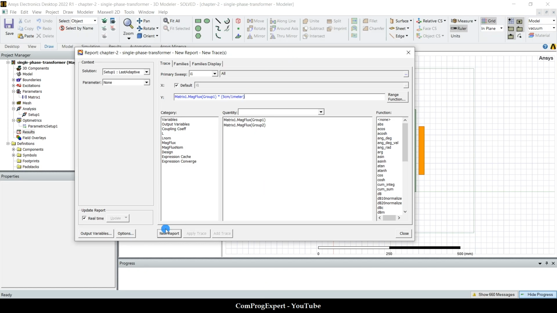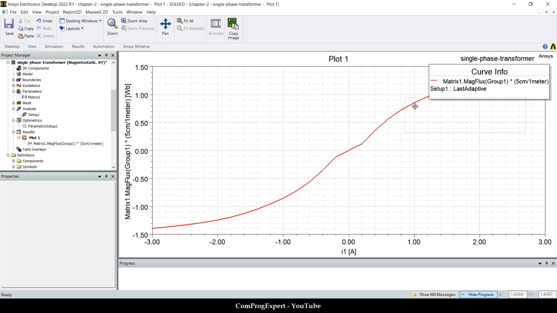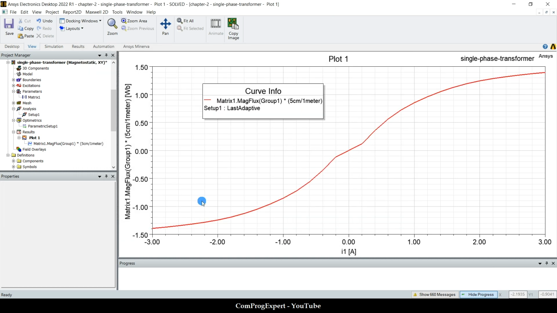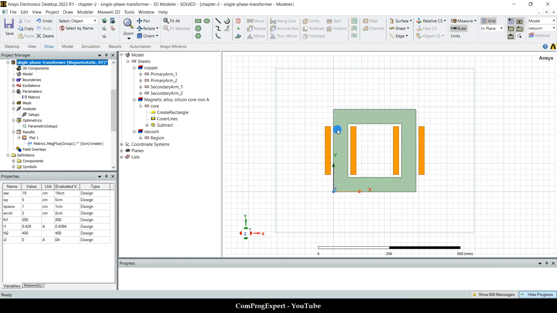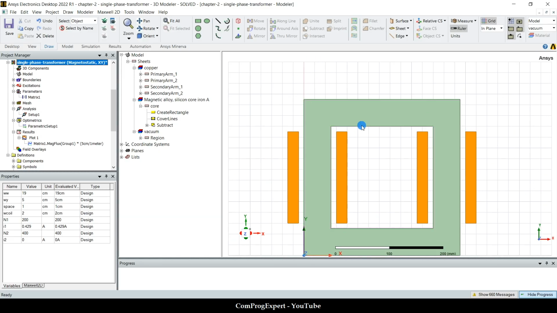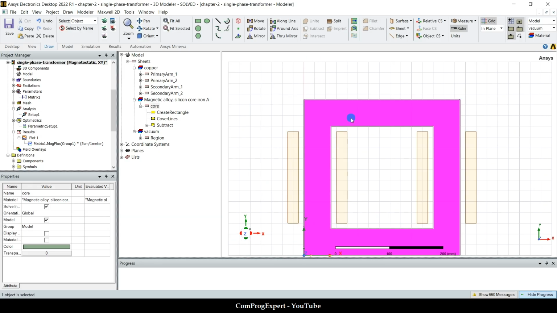Okay, so generate report. Here you can see the curve. In the problem in chapter 1, we considered the permeability of the core equal to a constant number. But in this case, I used this nonlinear magnetic material, this silicon core.